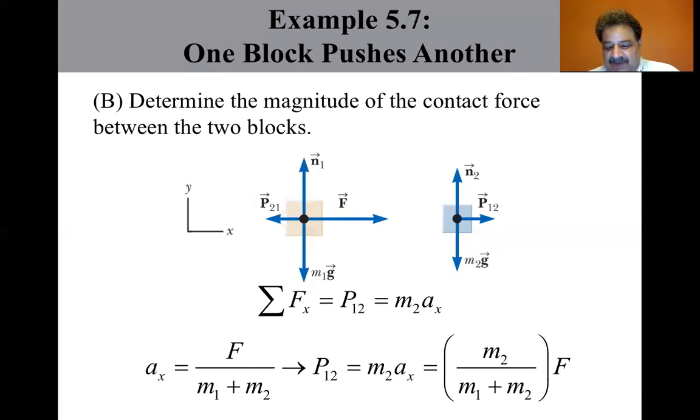Okay, the results show that the contact force P12 is less than the applied force F. The force required to accelerate block 2 alone must be less than the force required to produce the same acceleration for the 2-block system.